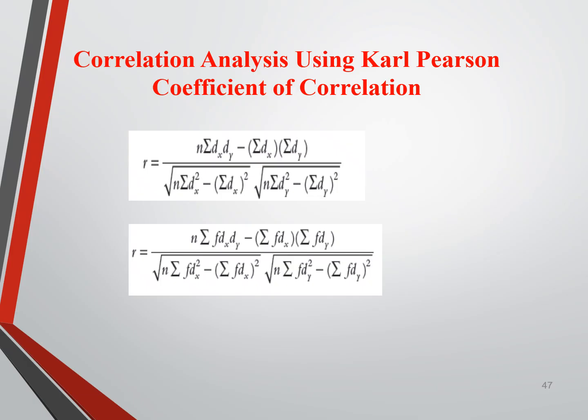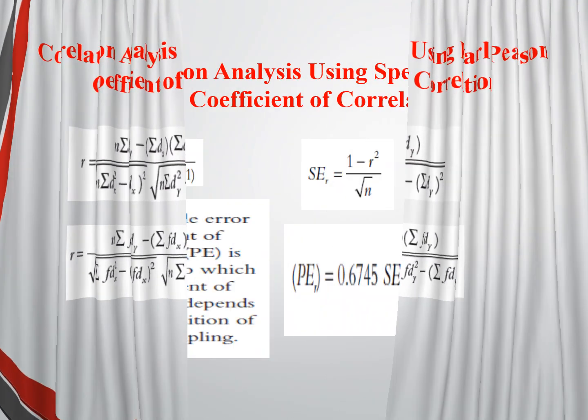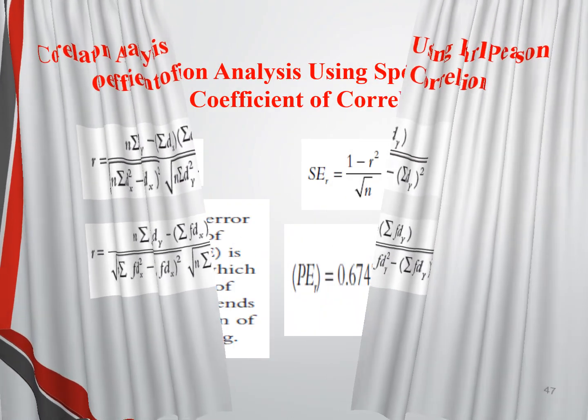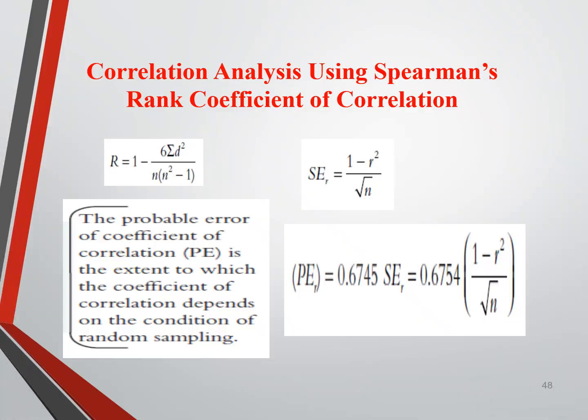In the same way, whatever the probable error is, whenever we are taking Spearman's rank correlation, it is known as the Spearman error. Whenever we are taking the Pearson correlation, it is known as probable error.